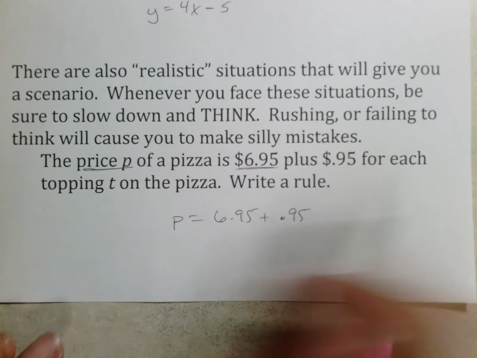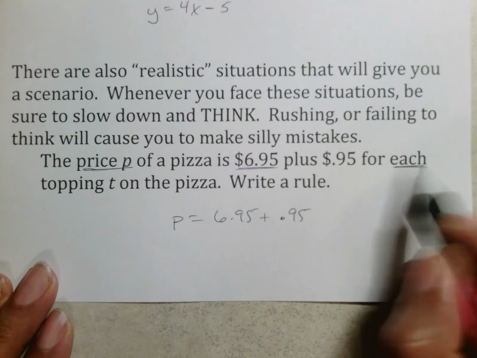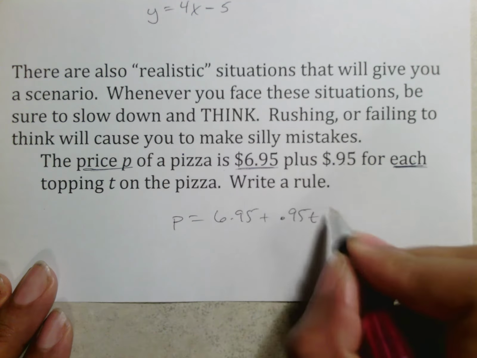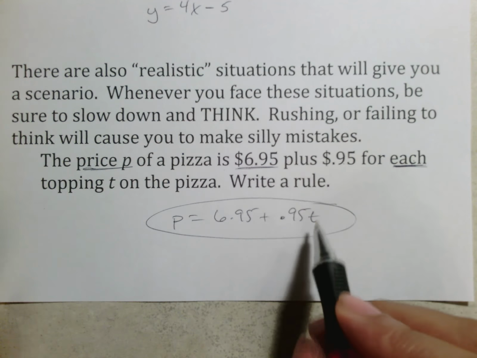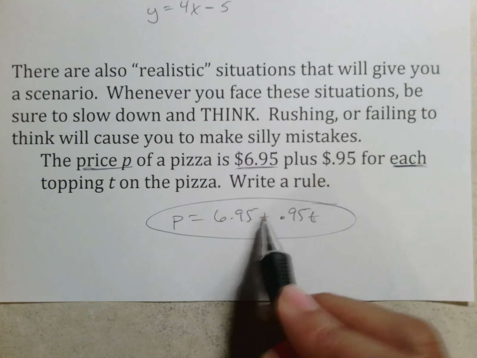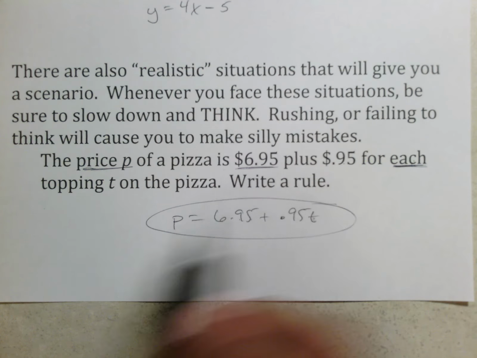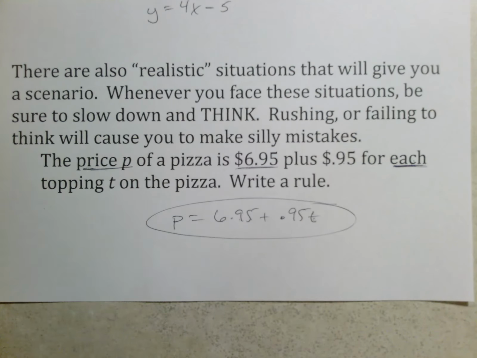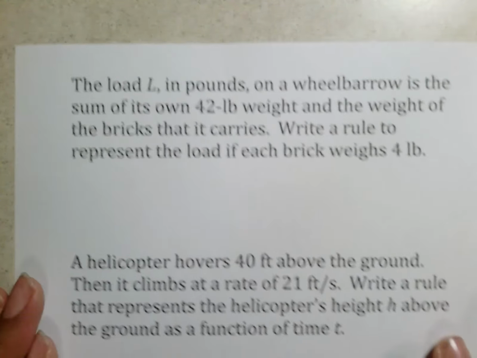0.95 for each topping. Again, the word each tells me I'm probably going to multiply this, so 0.95 for each topping T means that I probably just put a T on that. So if I have 0 toppings, it's nothing here, it's just $6.95. If I have 1 topping, it's 95 cents plus $6.95. 2 toppings again, and so that word kind of tells you what you're looking for there. So just again, look for it, find the wording, practice the skill. The more you practice it, the better off you will be in terms of just looking at it and figuring it out.